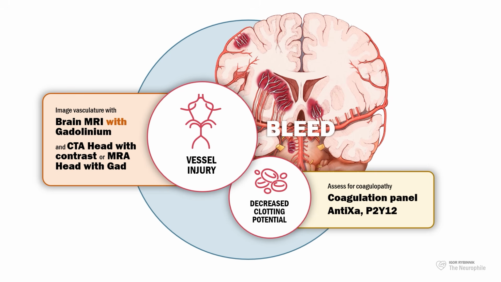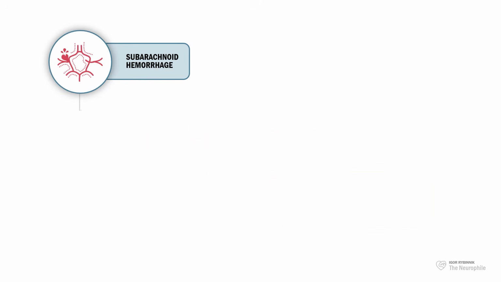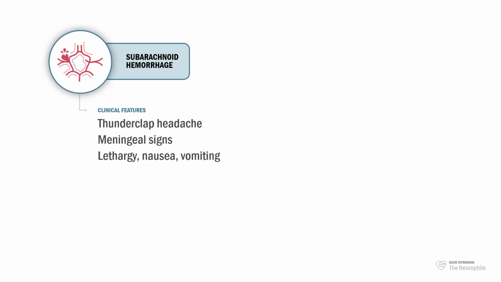Let's talk about the mechanisms of hemorrhage in a bit more detail. Subarachnoid space is located between the pia and the arachnoid meninges. Blood vessels run through this space, bathed by CSF. When the vessel ruptures in the subarachnoid space, blood mixes with the CSF and causes chemical meningitis, which in turn causes the typical symptoms: thunderclap headache, neck stiffness, lethargy, nausea, vomiting.